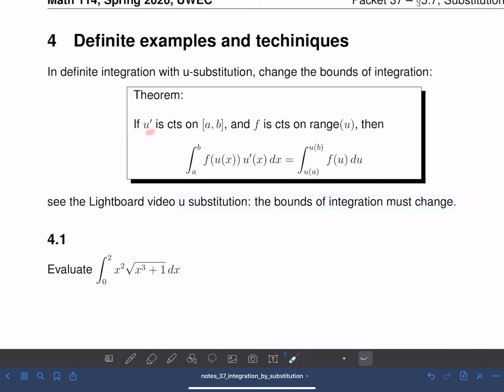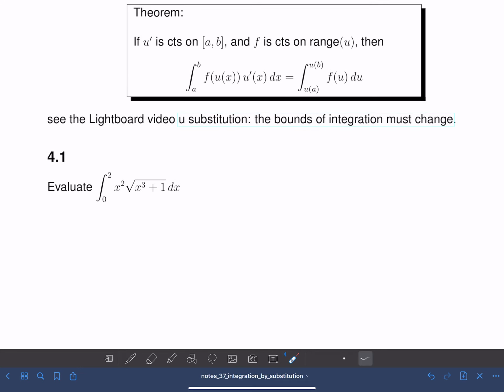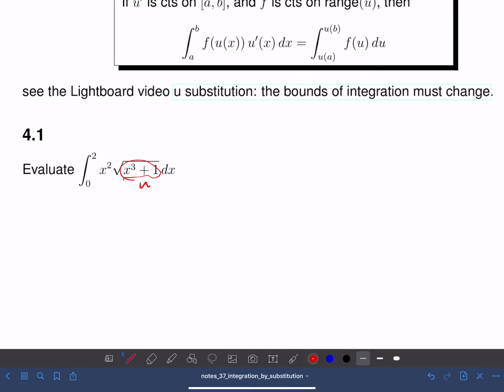If u prime is continuous, and if f is continuous on the range of u, then when I integrate this thing right here, this is just doing u-substitution, the bounds change from a and b to u of a and u of b. That's all it says. And I give a pretty good example of that in this video here. So I think we visited this problem early, and I think the repetition is okay, so let's let that be u.